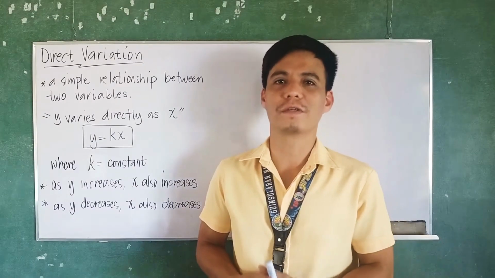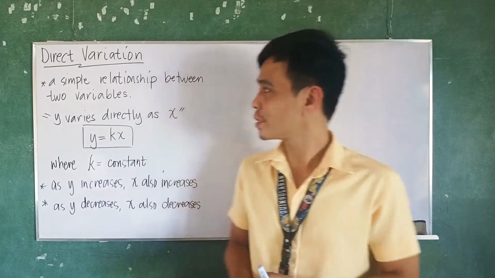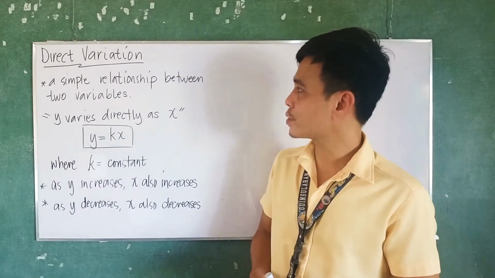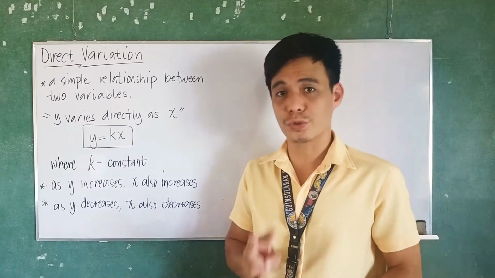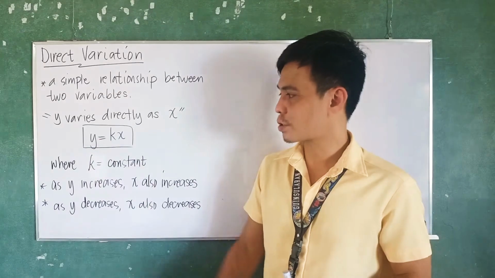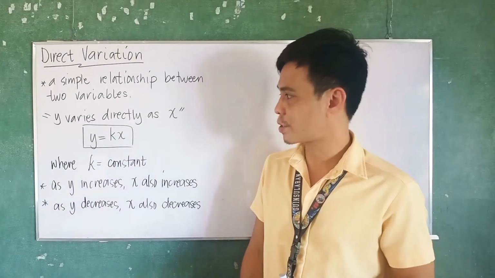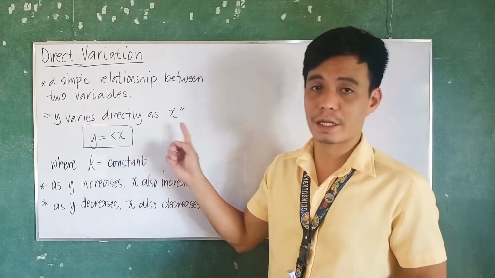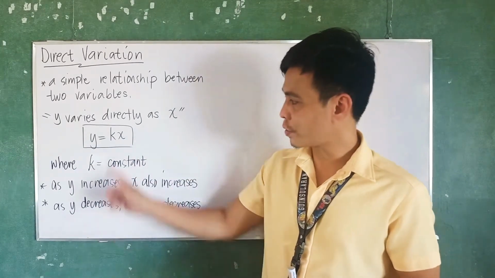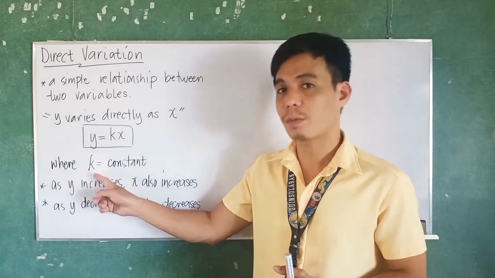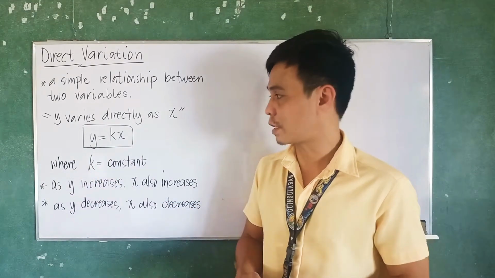Okay, so let's go over our concept first. Direct variation is a simple relationship between two variables. In symbols, guys, this is y equals kx. It may be read as y varies directly as x. Your k there is a constant. Okay, so hindi na mabago yung k dyan, so that is constant.